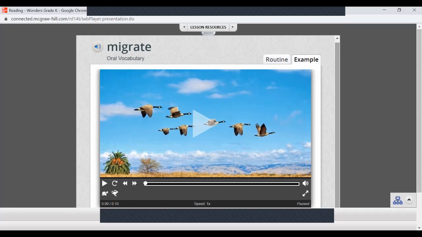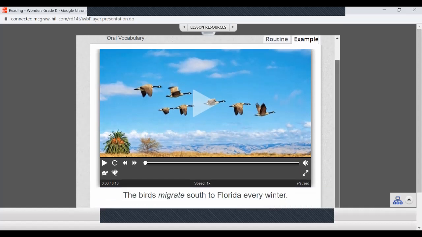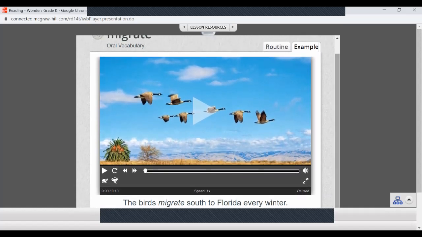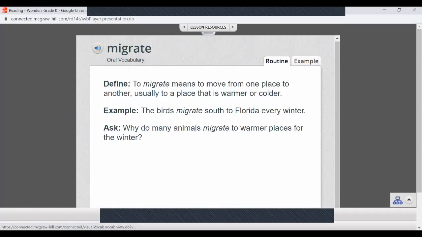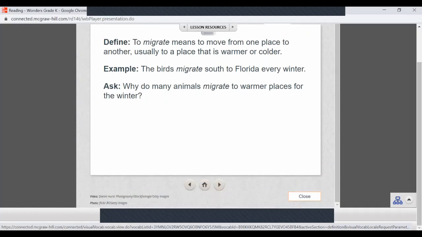Migrate. The birds migrate south to Florida every winter. To migrate means to move from one place to another, usually to a place that is warmer or colder.